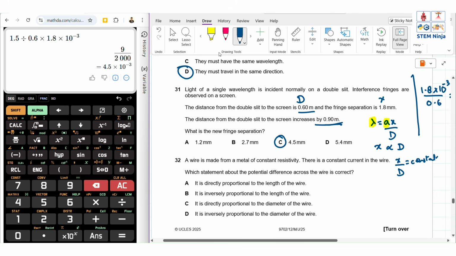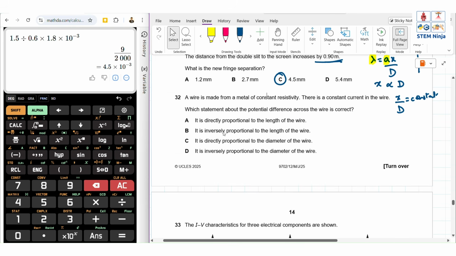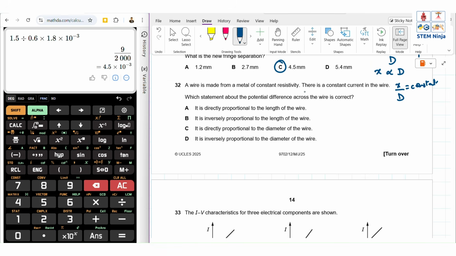4.5, C. A wire is made from a metal of constant resistivity. There is a constant current in the wire. Which statement about potential difference across the wire is correct? It is directly proportional to the length of the wire. It is inversely proportional to the length of the wire.